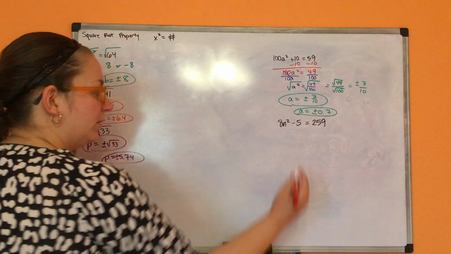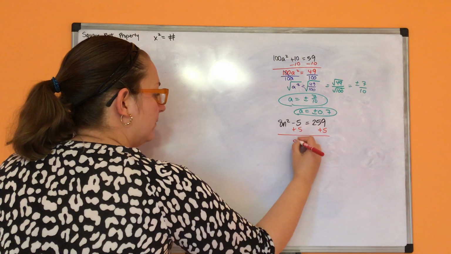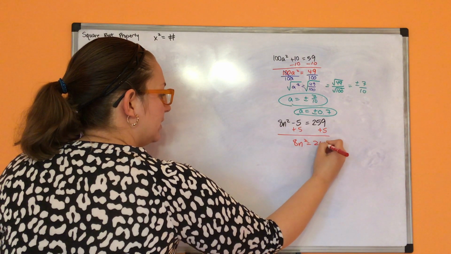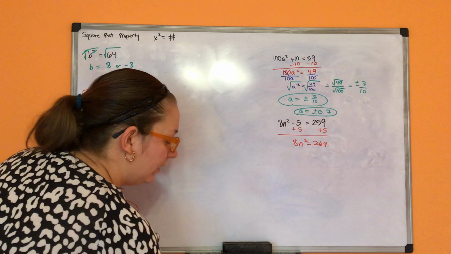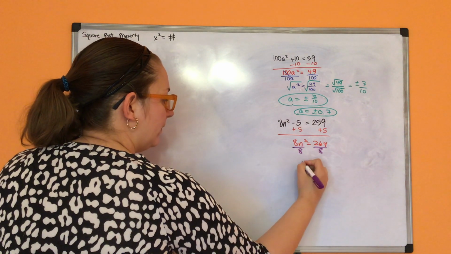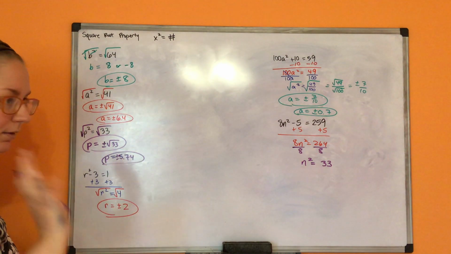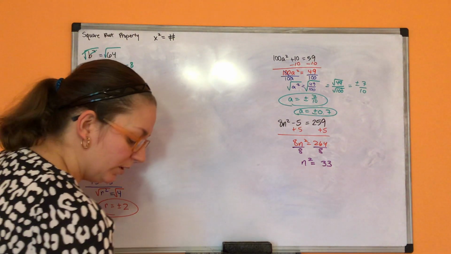Next up, very similar, start by adding 5 to both sides. We get 8n squared equals 264. And then divide by the number in front of n. And when you do that, you get 33. Feel free to use a calculator. I did when I worked on this problem.